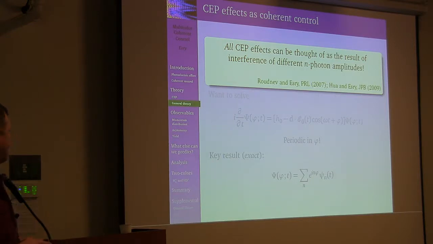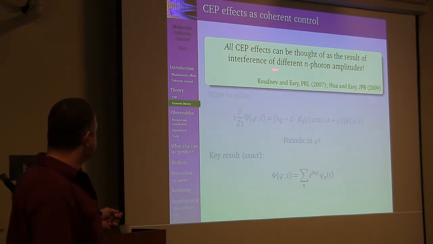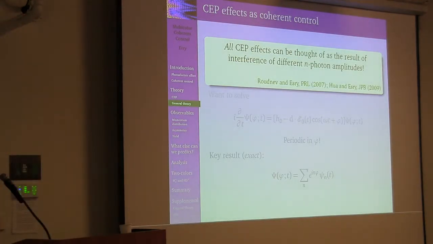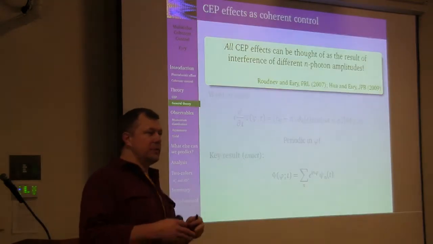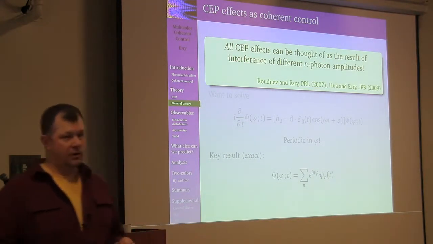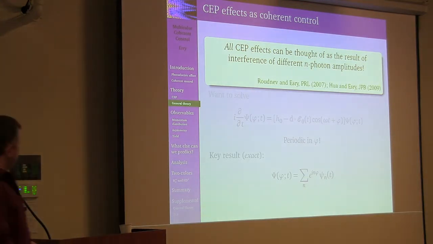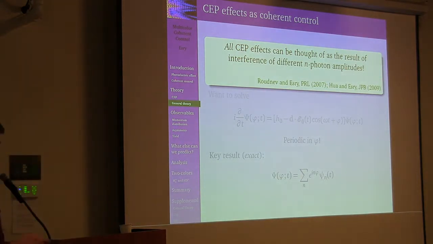main point here. And that is that, from our point of view, all CE phase effects can be thought of as a result of interference of different N-photon amplitudes. Okay? So instead of thinking about the field, we're thinking about photons, okay? When you think about photons, it's in a sense a time-independent kind of a picture. It's sort of a frequency space picture rather than a time domain picture, okay? And the way this comes about, here's a couple papers if you want to read where we started with these ideas.